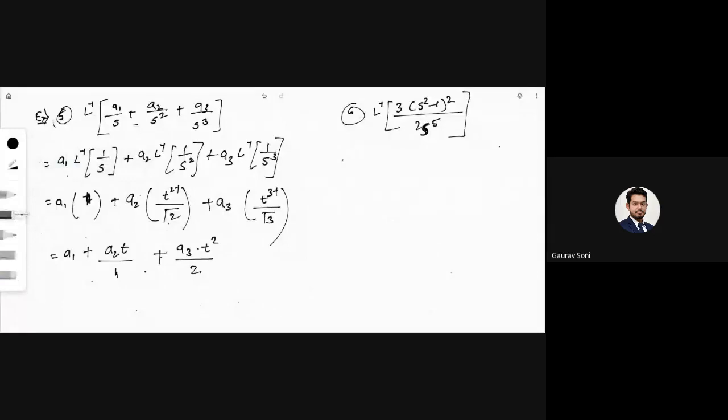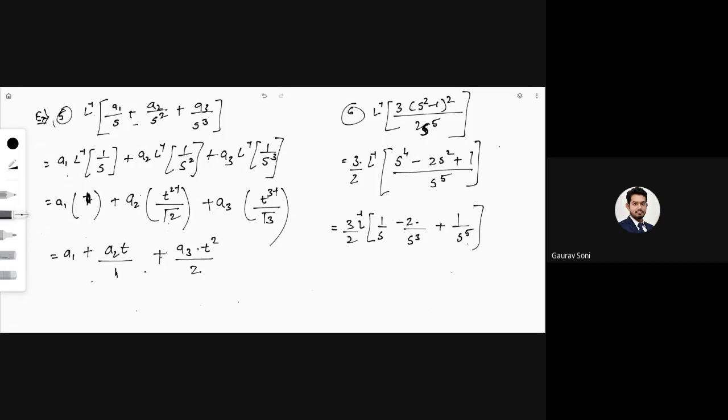So the last one, 3 will come outside, 2 from the denominator can come outside. Laplace inverse of, make the square, s raised to 4 minus 2s square plus 1 upon s raised to 5. So this is 3 by 2, Laplace inverse of 1 upon s minus 2 upon s cube plus 1 upon s raised to 5.